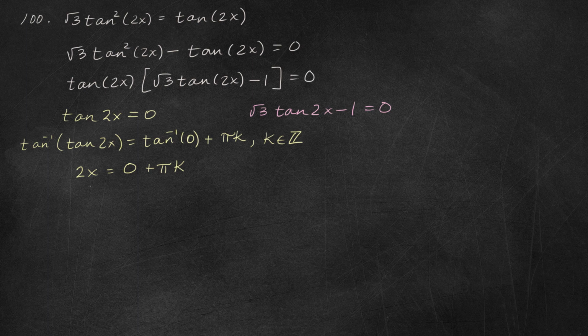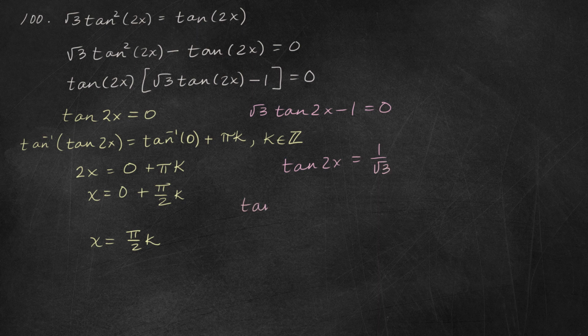Now I divide both sides by 2 to solve for x, so x equals 0 divided by 2 is 0, plus pi k divided by 2 is pi over 2 k. So I get x equals pi over 2 k, or in other words, any multiple of pi over 2 is a solution. Now my other equation, we want to add 1 to both sides and then divide by square root of 3, so we have tan 2x equals 1 over root 3.